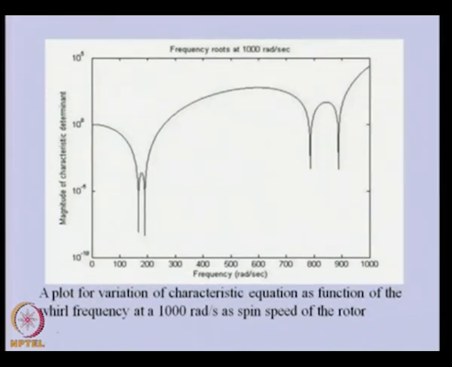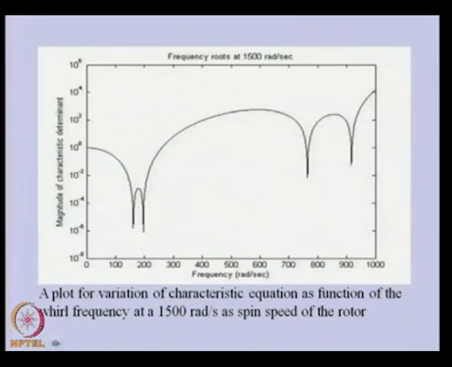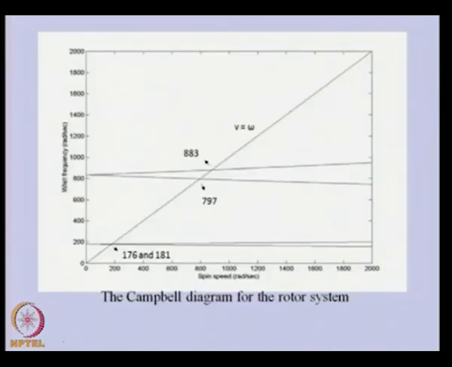Similarly, if we increase the speed to 1000, we will see that the separation of these speeds is more and more compared to the previous one. Even if you increase to 1500, you can see the separation is more. So, if we vary the speed, pick up all these frequencies and plot them with respect to speed, we will get the Campbell diagram.